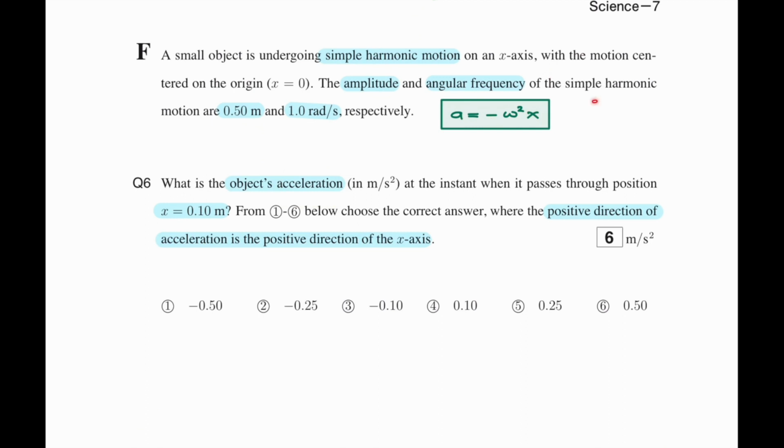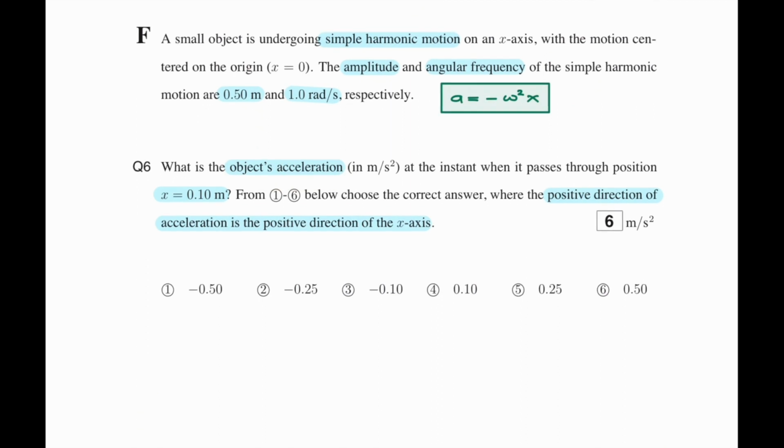So by using this equation, we can find the acceleration of the object. Just substitute omega is 1, times displacement. The displacement is positive 0.1, so just put it positive. Then my final answer is negative 0.1 meter per second square. So question number 6 is quite easy. Just use this equation, then we get the final answer. So the final answer is 3.